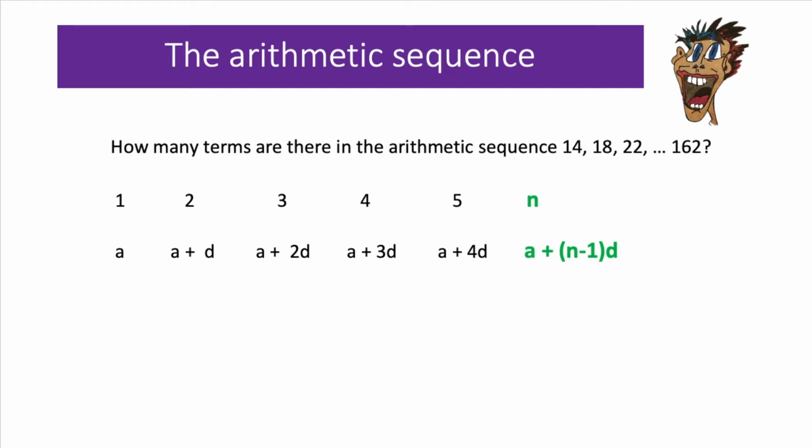The question says, how many terms are there? Well, I already know the last term is 162. I also know that a is 14, and the common difference is 4. So by putting all of that into my a plus bracket n minus 1 d equals 162, I get everything except the unknown value of n filled in. So by rearranging all of that, you can find that the value of n is 38.